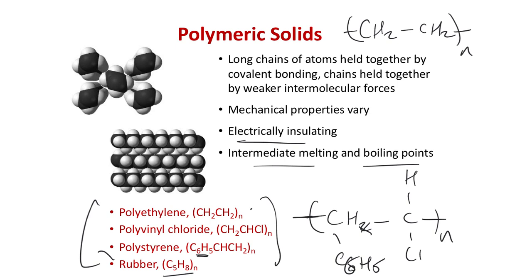So long chains of covalent bonds, and then the chains cross-link through dispersion forces, or even stronger cross-linking in car tires through vulcanization, where we chemically link those through covalent bonds.